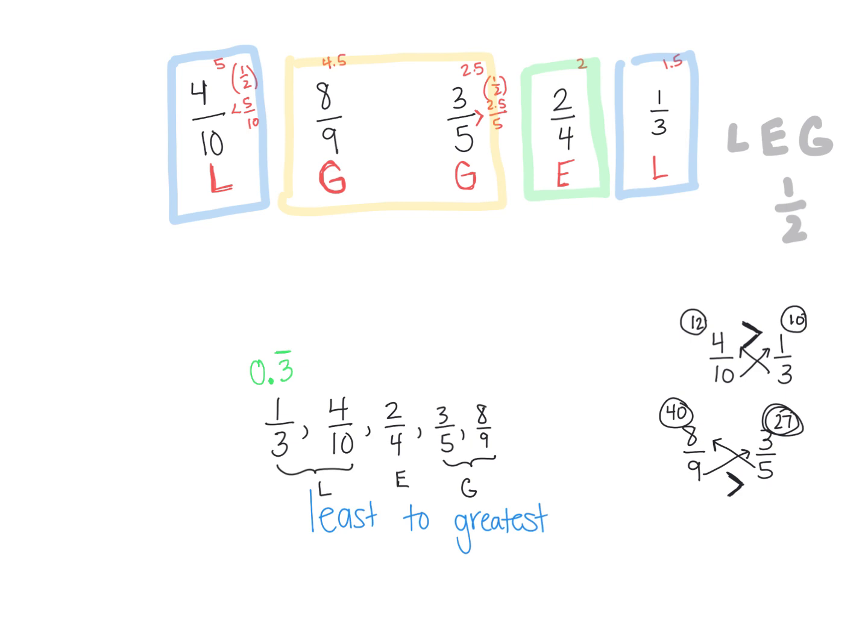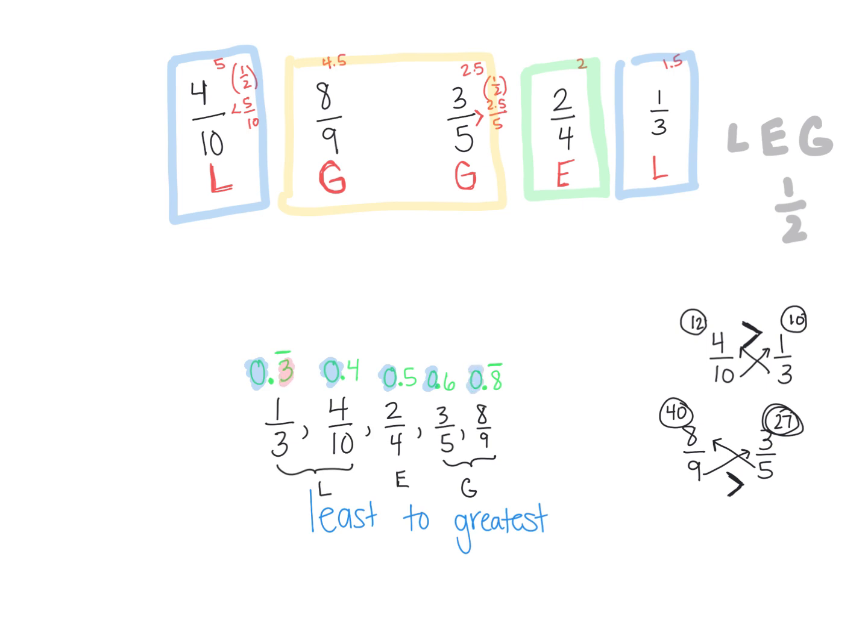When I take 4 over 10, I get an answer of 0 and 4/10. When I take 2 divided by 4, I get an answer of 0 and 5/10. I keep going, 3 divided by 5, I get 6/10. And the last one, 8 divided by 9, I get 0 and 8/10 repeating. Now, in order to compare these, I have to look at the same place value. So first I begin by looking at the ones place, and I see that all my numbers have a 0.